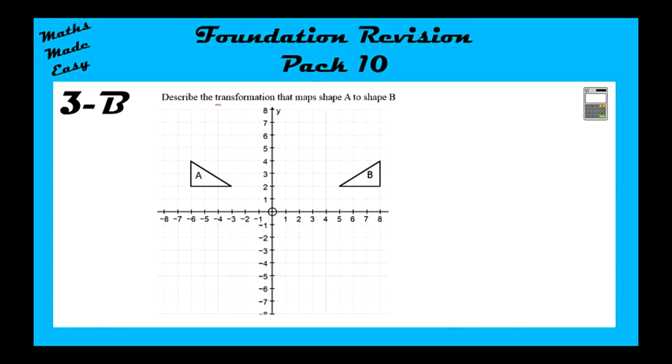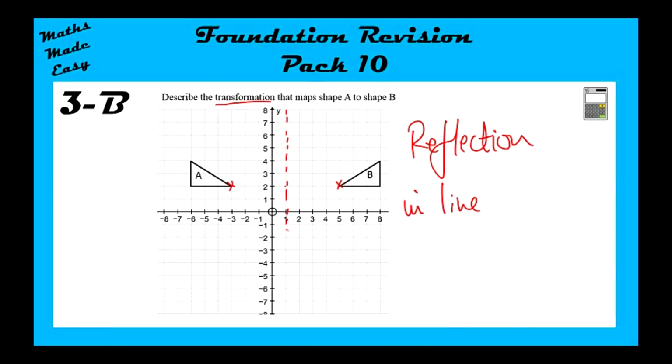3b, describe the transformation for this shape. So this one hasn't been translated because the shapes look a little bit different. It's actually been reflected. So it's a reflection in the line, and we need to give the line that it was reflected in. Now if you pick these two corresponding points here, you can count the squares, and they're actually 8 squares apart. So 4 squares apart must be here. That's where the mirror line goes through. So the mirror line went down there. That line has equation x equals 1, not y equals 1, because it crosses the x-axis.